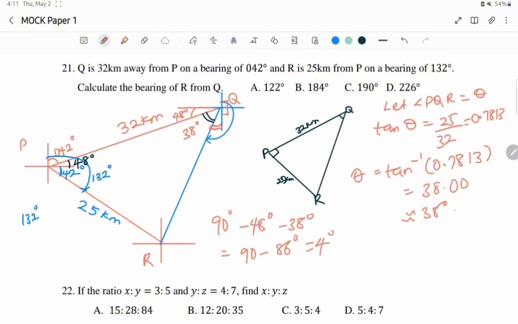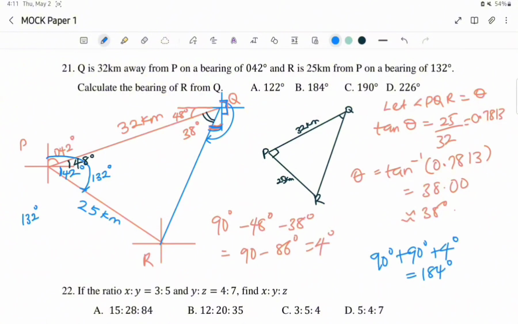So the bearing of R from Q is going to be this 90 degrees plus this 90 degrees plus the angle here. That's 90 plus 90 degrees plus 4 degrees, and that's 184 degrees. Option B. Another way that you can find the bearing is to take away everything from 360 degrees.